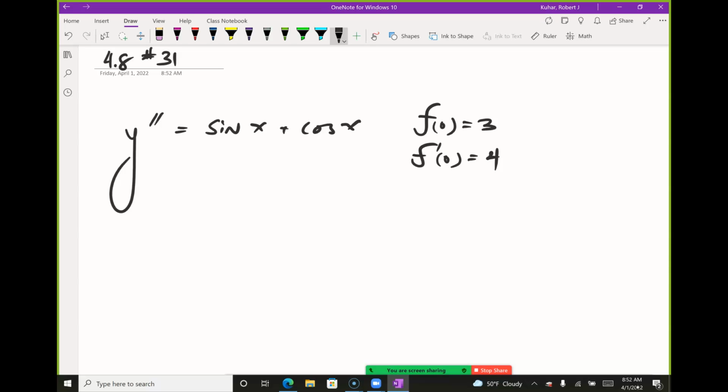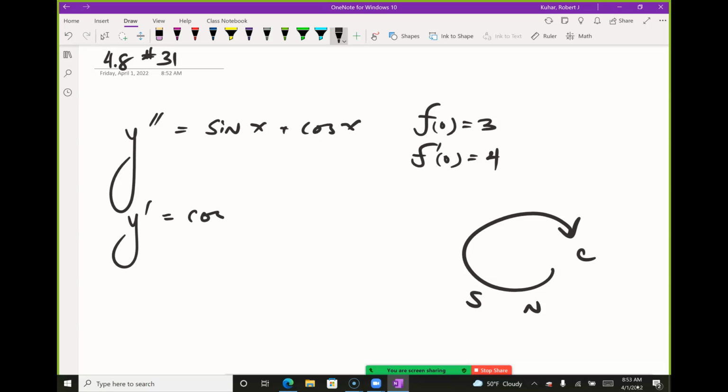So we want our cos x minus sine x. So the antiderivative of sine is negative cosine. The antiderivative of cosine is sine. All plus c.